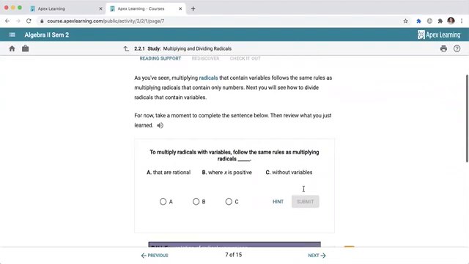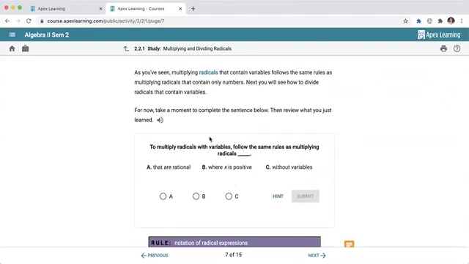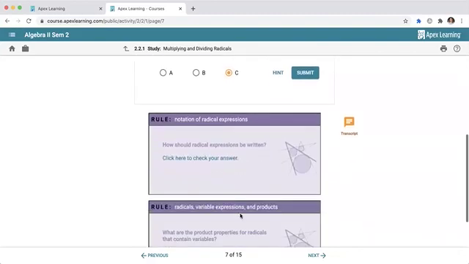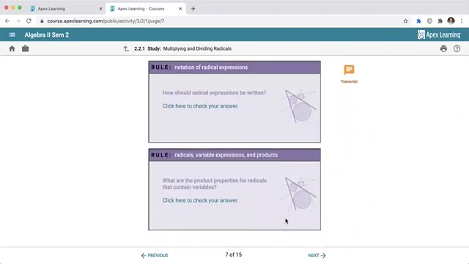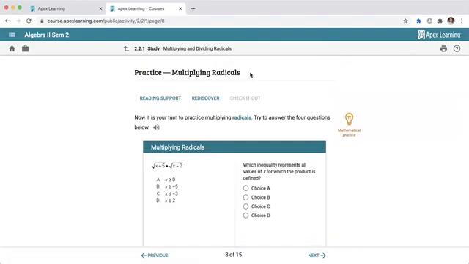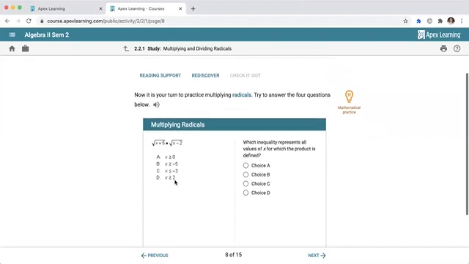So again, to confirm this, to multiply radicals with variables, follow the same rule as multiplying radicals without variables. You're going to follow the same rules that we've been doing, and we can look more at those as you go. So again, you have to think about these. This is where it might get a little bit difficult.